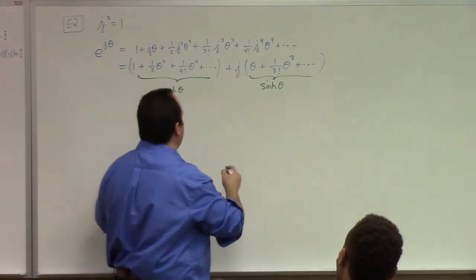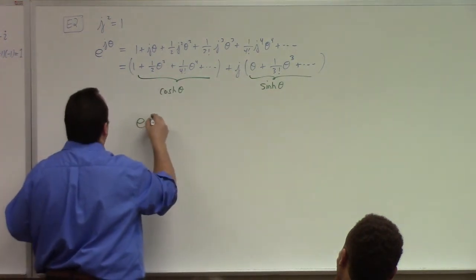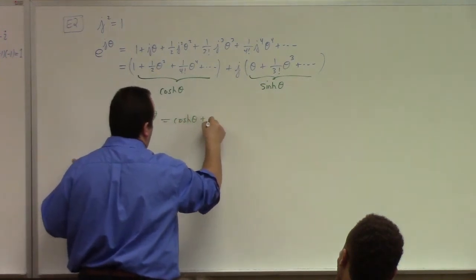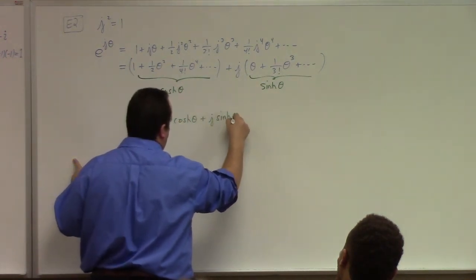Sinh theta. So here's the corresponding identity for hyperbolic numbers. e to the j theta is cosh theta plus j sinh theta, for what it's worth. There it is.